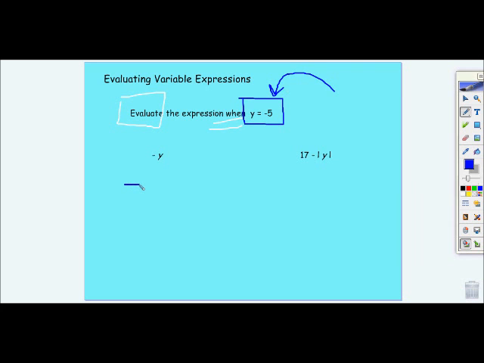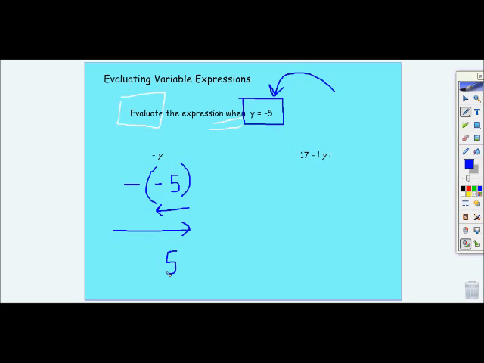So I'm going to do negative, but then the y itself is a negative 5. So negative 5 would mean I would jump 5 to the left, but now it says to do the opposite, so I'm going to come back and do it to the right instead. So if I was going to say negative y, and I'm substituting it in by a negative 5, that would actually equal a positive 5. 5 jumps to the right, opposite negative 5.